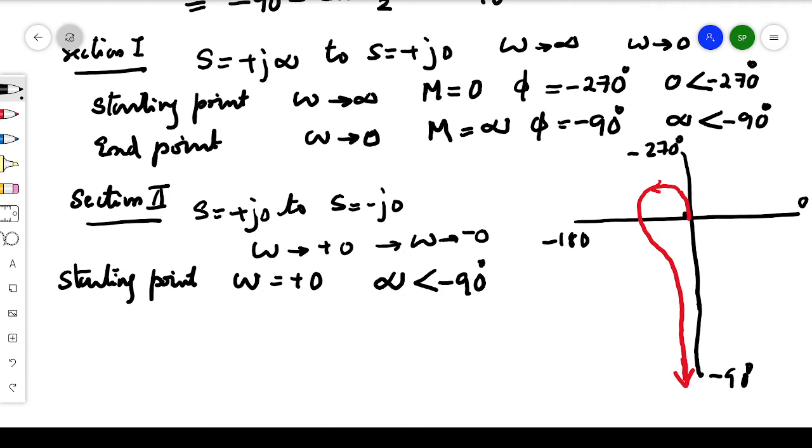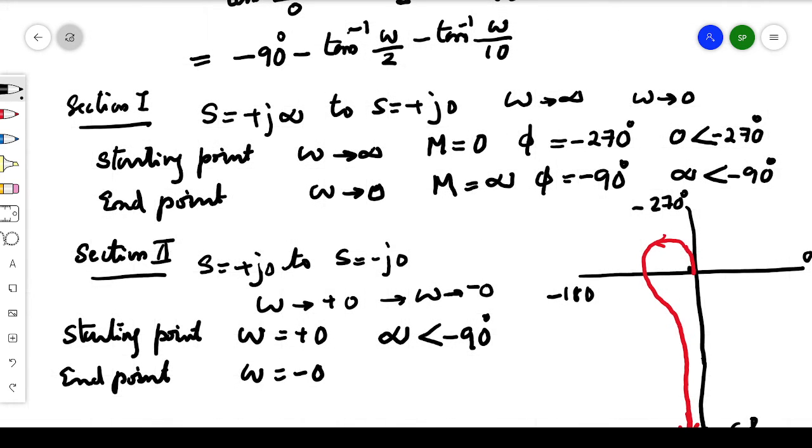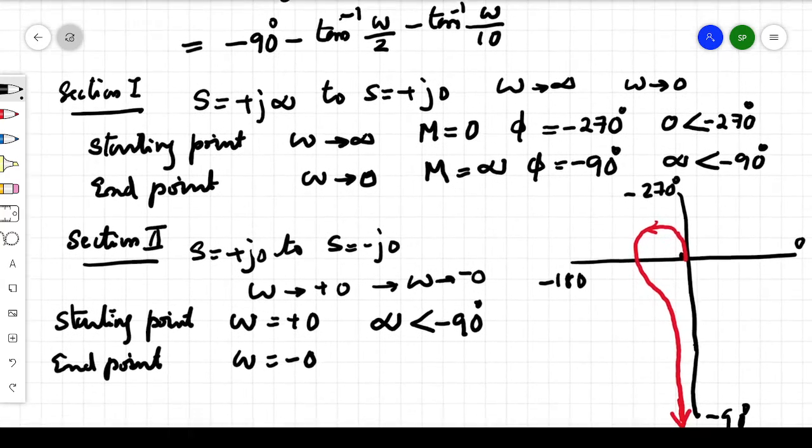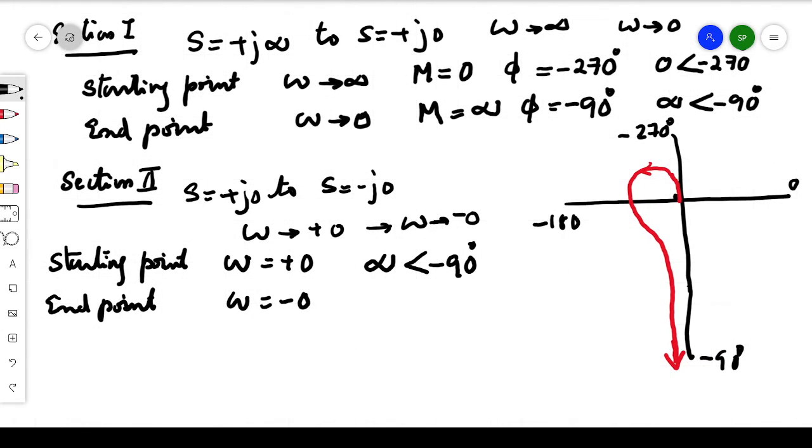So this is the starting point, and for the end point we have omega equal to minus 0. So here it is tan inverse of minus. For the terminating point, when you consider it as negative, the magnitude will be the same but the angle is in the opposite direction, so we can consider plus 90 there. So the starting point is minus 90 and the end point is plus 90.